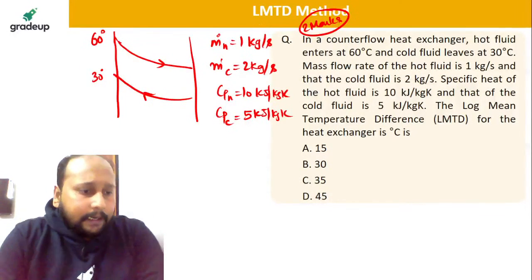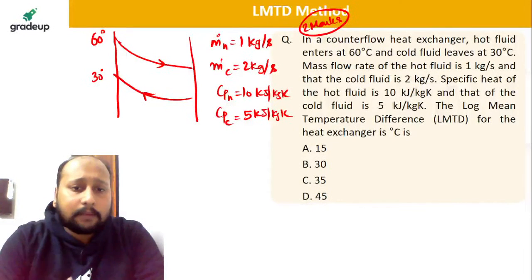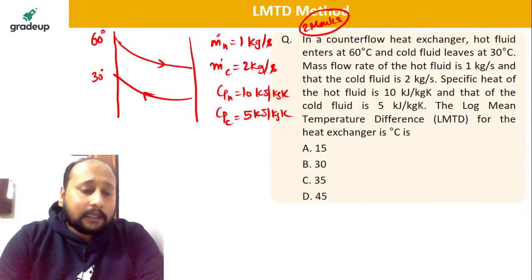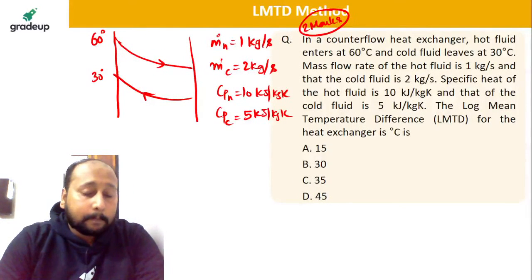Now for LMTD, you should be having 4 temperatures being given. And in this problem, only 2 temperatures are given. How to calculate LMTD? How to proceed?